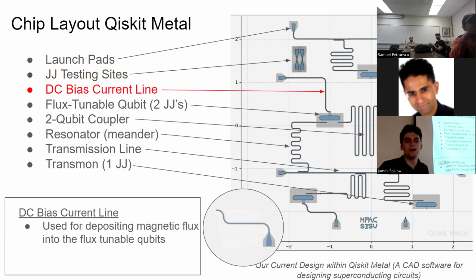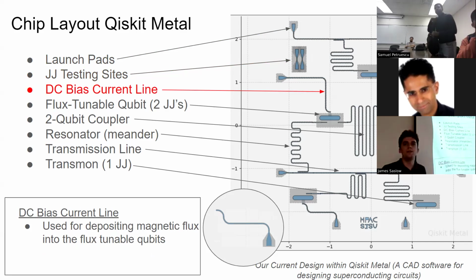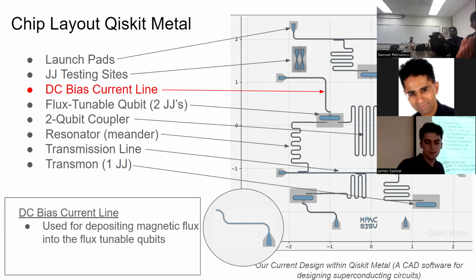And then next you have the DC bias current line. And the DC bias current line is used for depositing magnetic flux into flux tunable qubits. So this line here, this bias line, is the only DC part of our circuit. The rest of it is microwave AC.